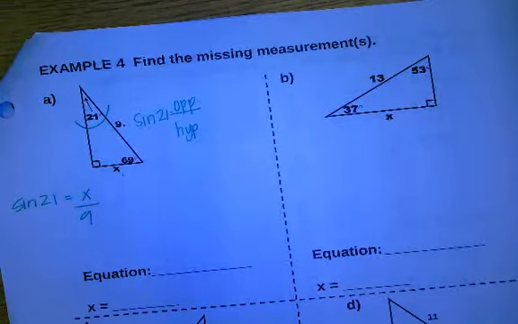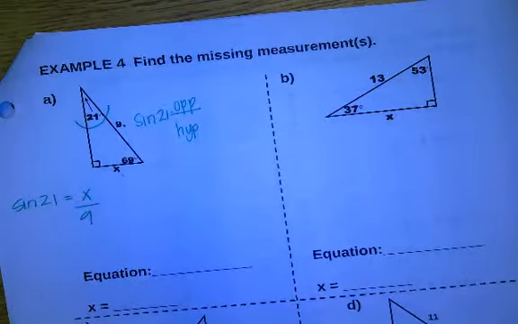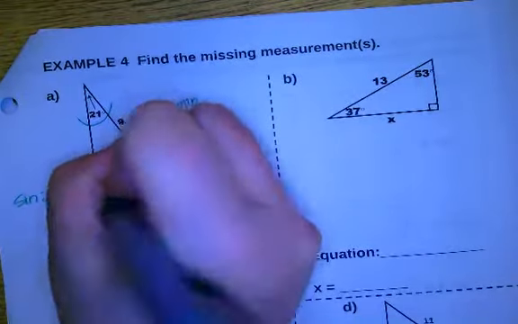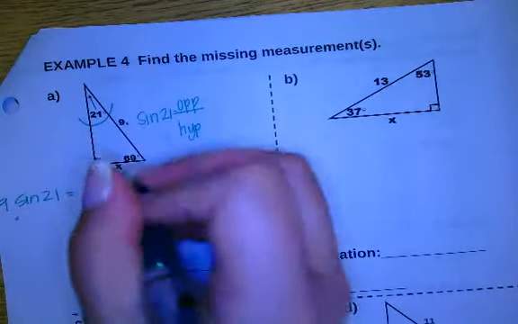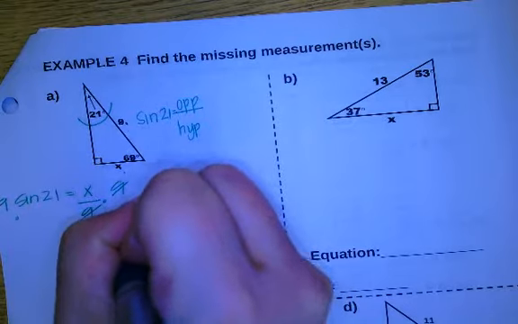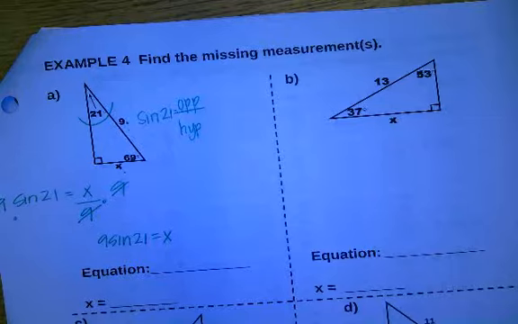What did you guys say? Find what sine of 21 is and then put it equals to. Okay, but before doing anything with the calculator, how do I get X by itself? Multiply both sides by 9. Okay, so that cancels, so now I have 9 sine of 21 equals X. And then just type that in your calculator, just like that.